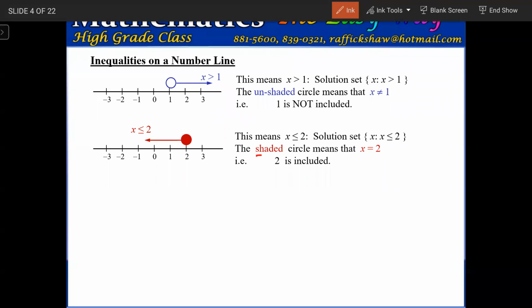Let me continue now. Here, the shaded circle means that X is now equal to two. Up here, the unshaded circle means that X was not equal to one. And this now means that the two is included. So the shaded circle means that the two is included. I think that by now you're supposed to understand what is happening here. I don't need to explain any further, except to do a couple more examples, all right?